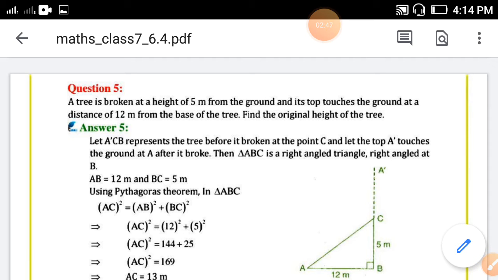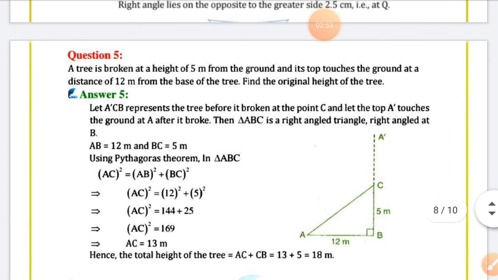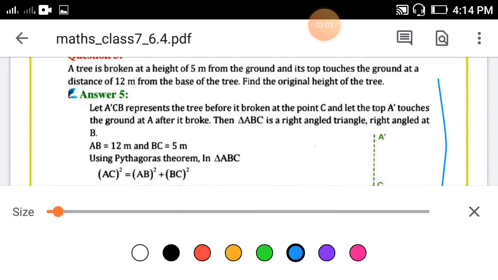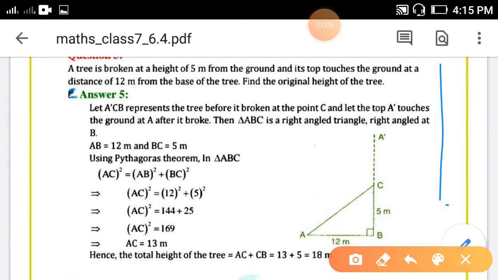Question number 5. A tree is broken at a height of 5 meters from the ground. Here is the tree. This is the ground point. From the ground to 5 meter, here is 5 meter. From here, the tree is broken. And its top touches the ground at a distance of 12 meters from the base of the tree.